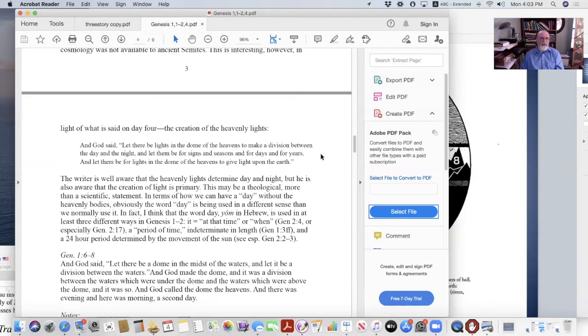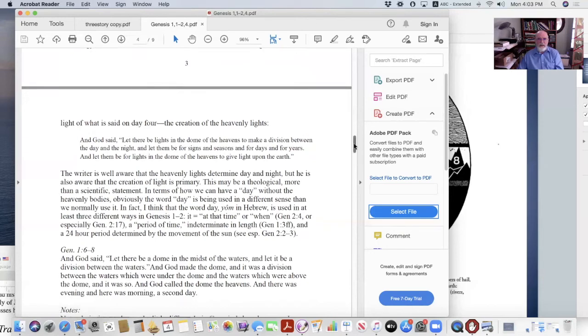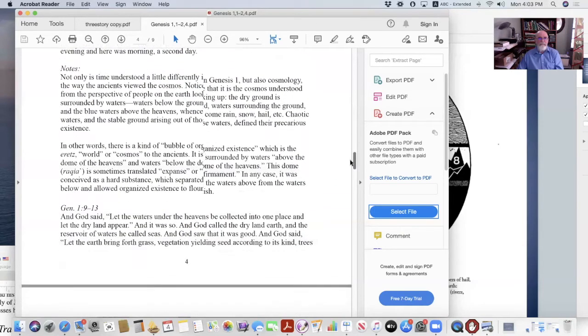Verses 6-8, God said, "Let there be a dome in the midst of the waters, and let it be a division between the waters." And God made the dome, and it was a division between the waters which were under the dome and the waters which were above the dome, and it was so. And God called the dome the heavens. And there was evening and there was morning, a second day.